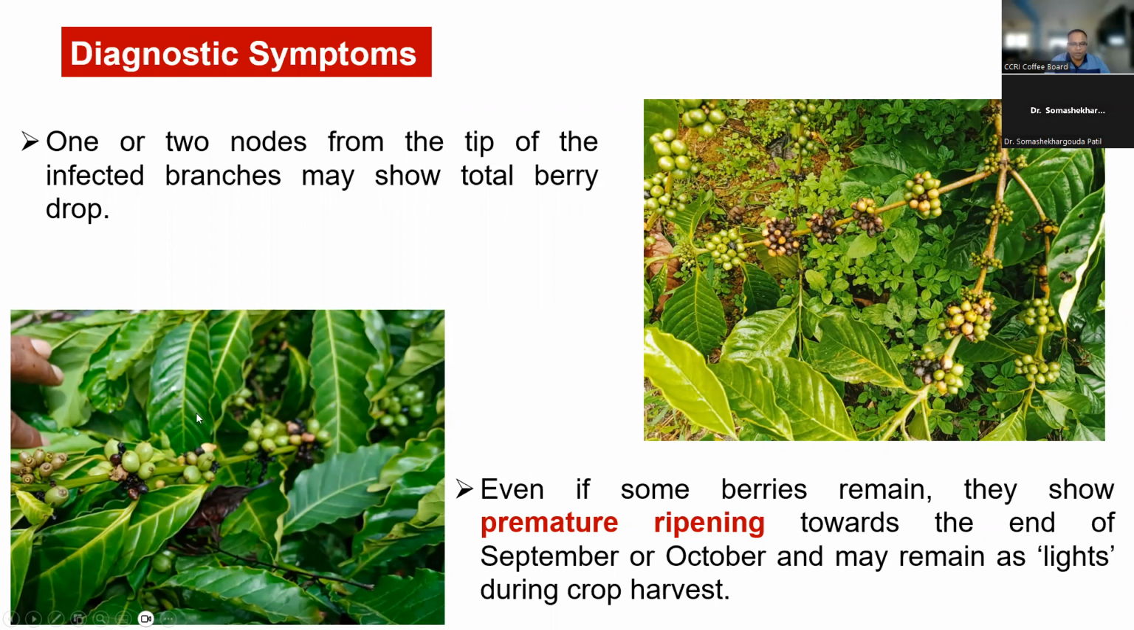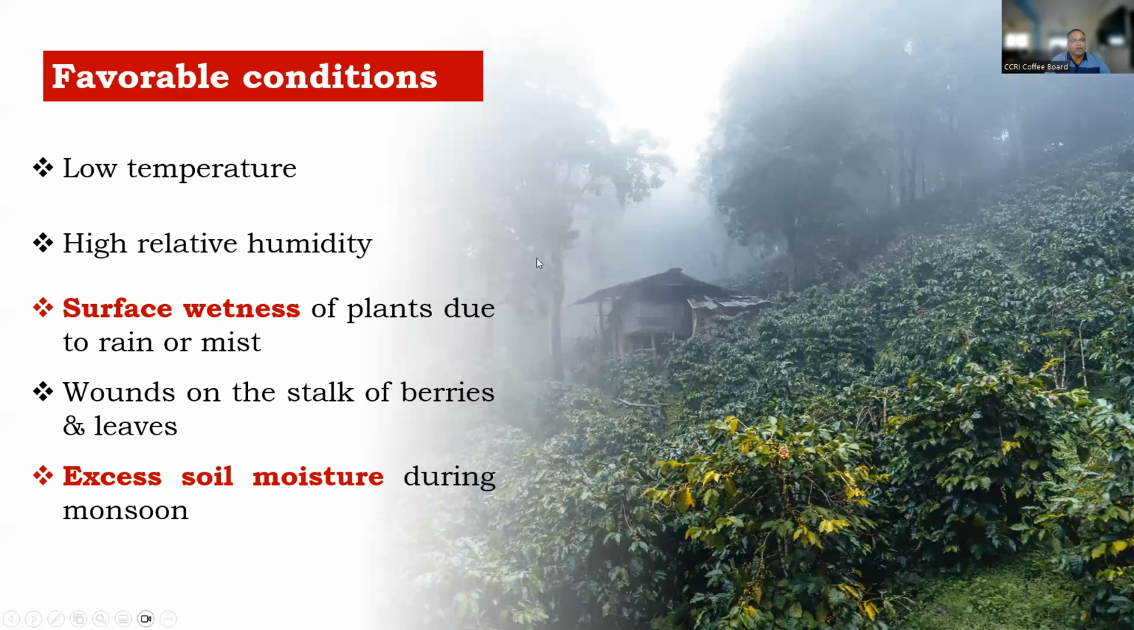Even if some berries remain in the same nodes, the infected nodes, they will become lights or floats. What are the favorable conditions for this stalk rot disease? As we mentioned in the black rot, here also the low temperature and high relative humidity facilitate this disease to become very severe. Especially the surface wetness and soil moisture, excess soil moisture, that is wet feet condition, it favors the development of stalk rot disease.